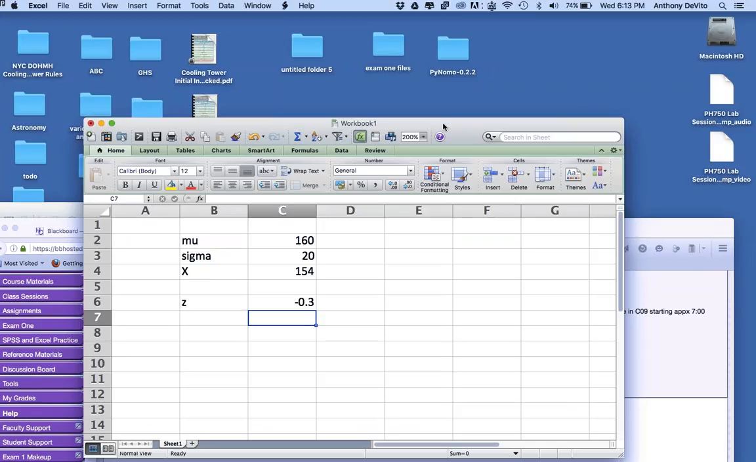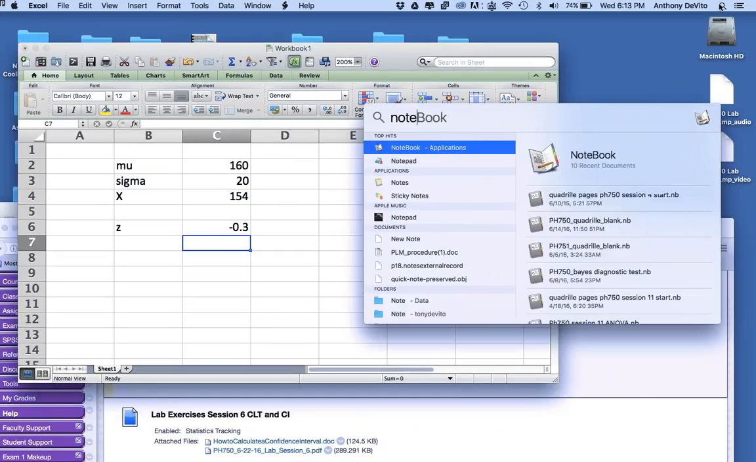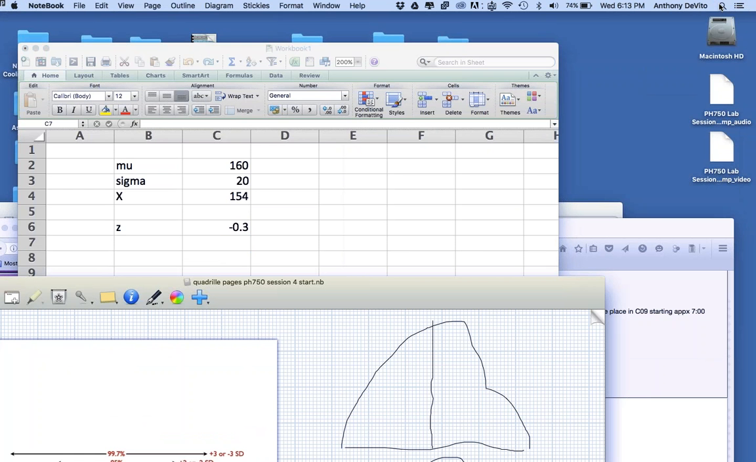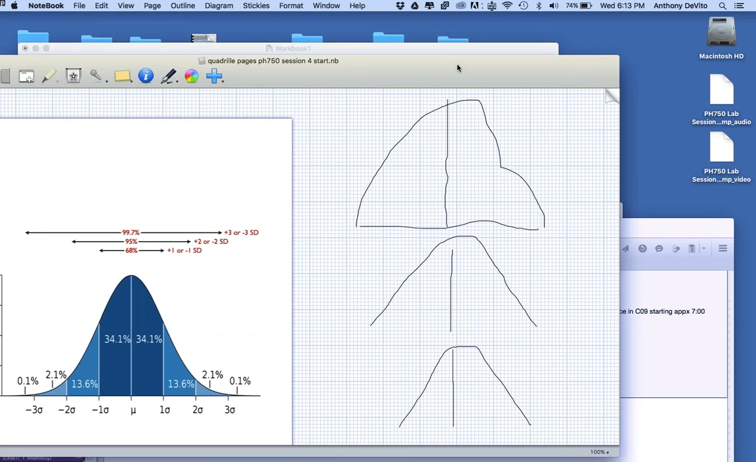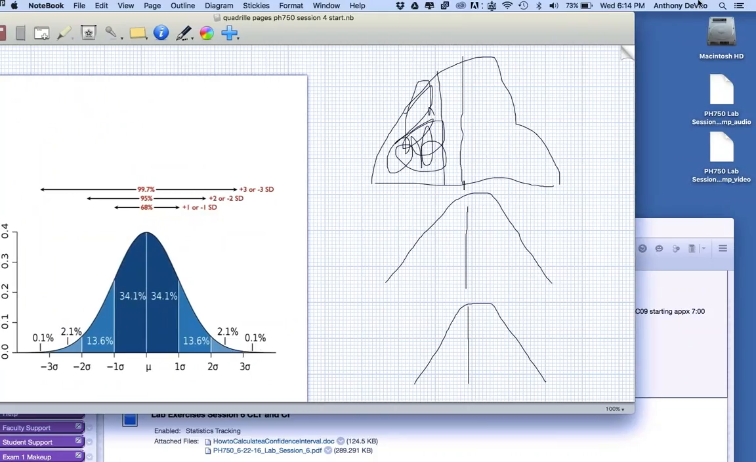Let me get back to this. Where did that notepad go? Okay, if this were 160, and the standard deviation was 20, it would look something like this, and we would be interested in this area in here. So it's going to be less than 50%. We know that.